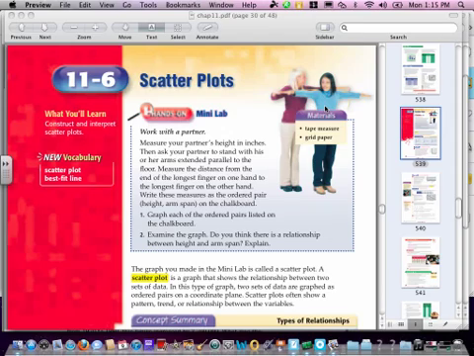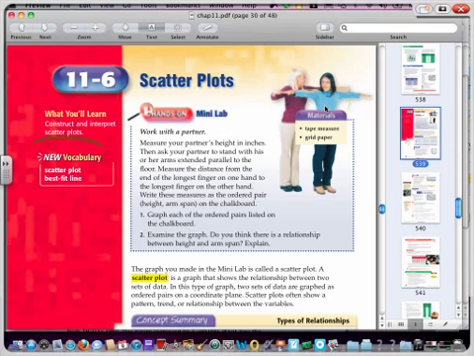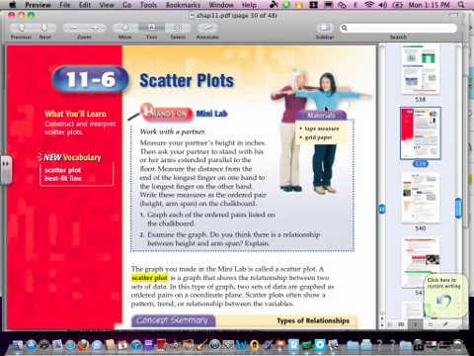Section 11.6, scatter plots. And we got a couple of vocabulary words. Make sure you get these into your notes. Those will be good words for your vocabulary quiz. But let's talk just a little bit. What are they talking about when we're talking about a scatter plot?